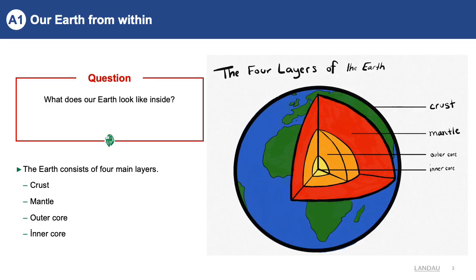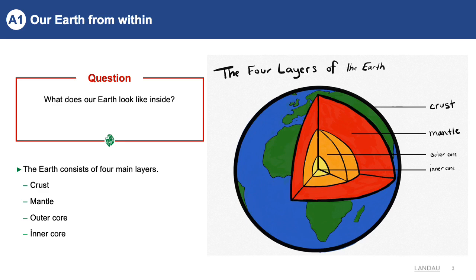What does the Earth look like inside? It may seem like the Earth is made up of one big rock, but it's really made up of a number of layers, sort of like an onion. These layers get more and more dense the closer to the center of the Earth you get. Take a look at the picture on the slide. The Earth consists of 4 main layers. These are the crust, mantle, outer core, and inner core.